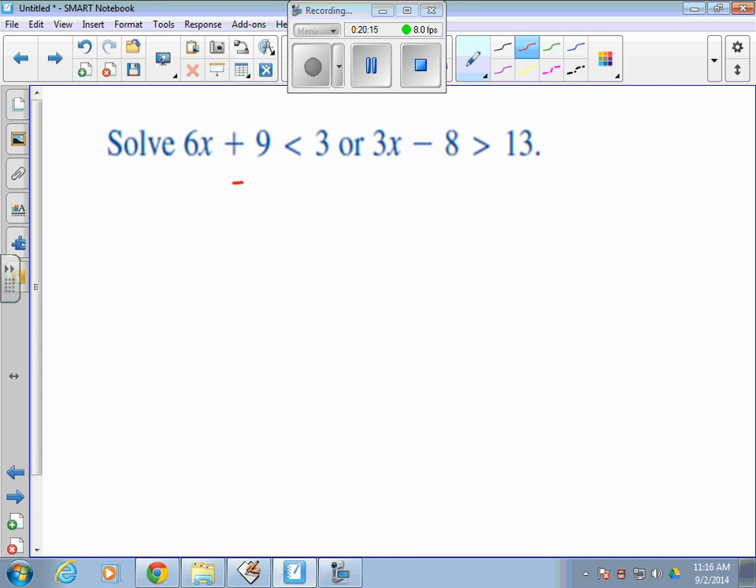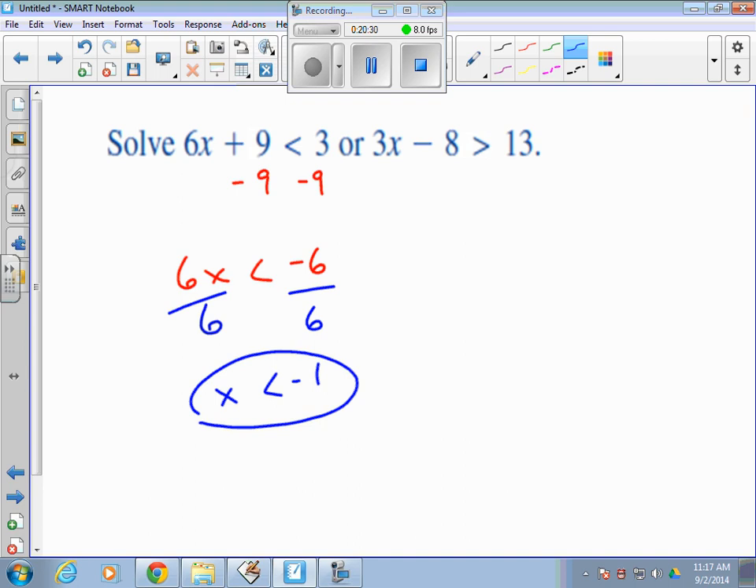Get rid of plus 9 by subtracting it. 3 minus 9 is negative 6. 6x is less than negative 6. Divide by 6. Negative divided by positive, x is less than negative 1. Notice we did not reverse the symbol for that one because we divided by a positive number.